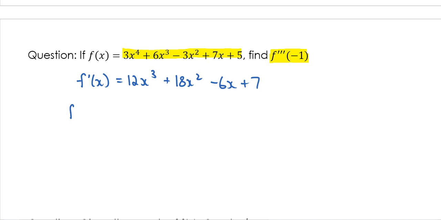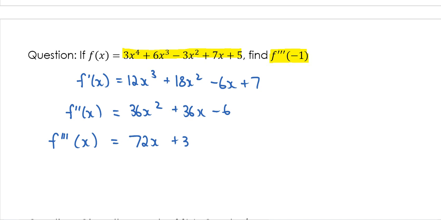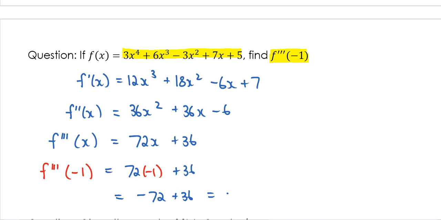And then we want to find the second derivative. This is going to be 36x squared plus 36x minus 6. And then finally we want to find the third derivative. And that's going to be 72x plus 36. And then we need to evaluate the third derivative at x equals -1. So here we just substitute the -1 into any value of x that we see, and then you want to compute this in your head here. This would be -72 plus 36, and that's going to be -36. So there's your final answer there.